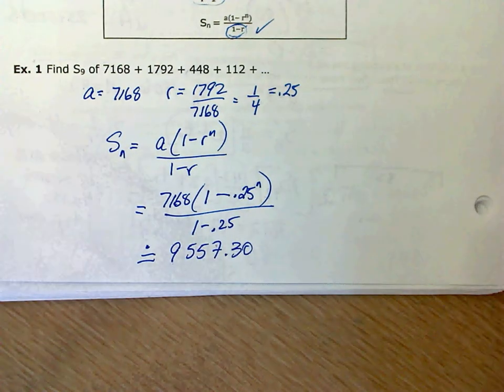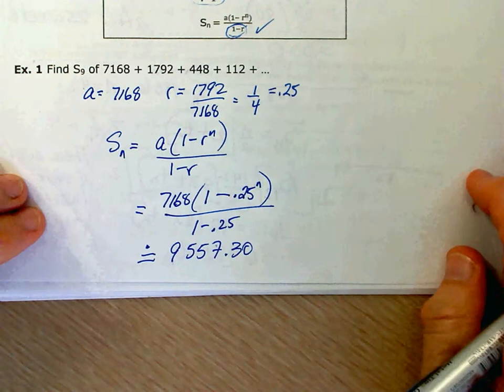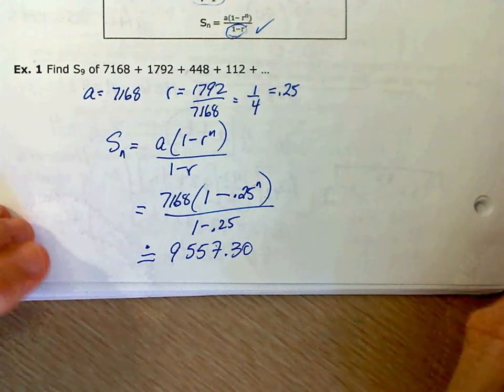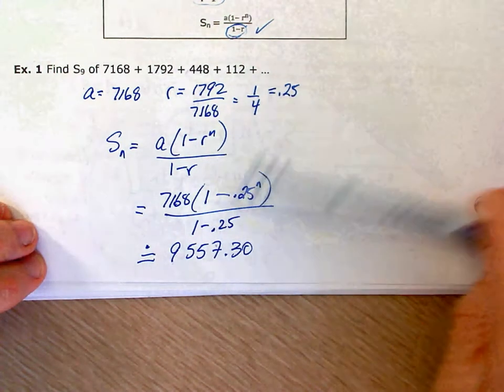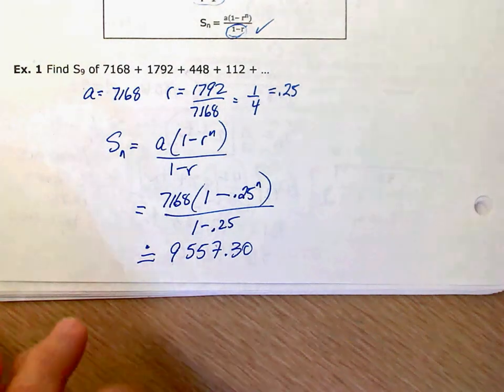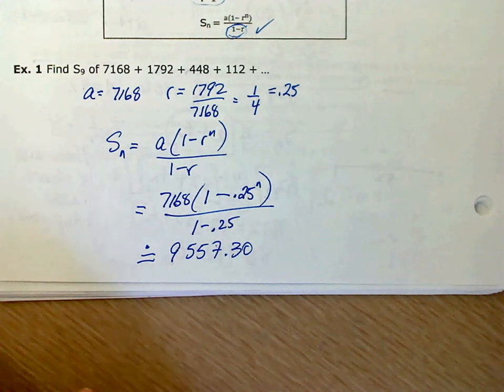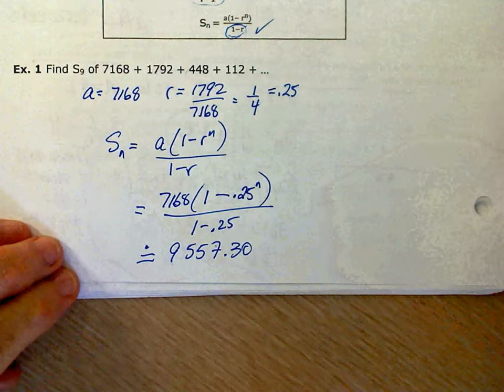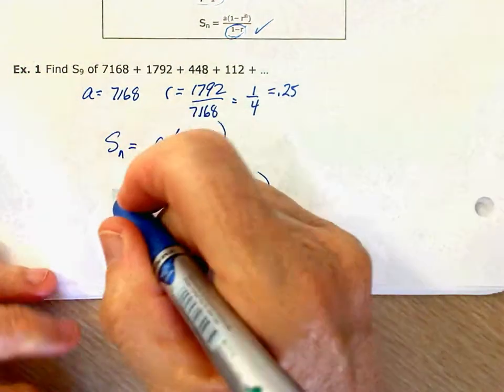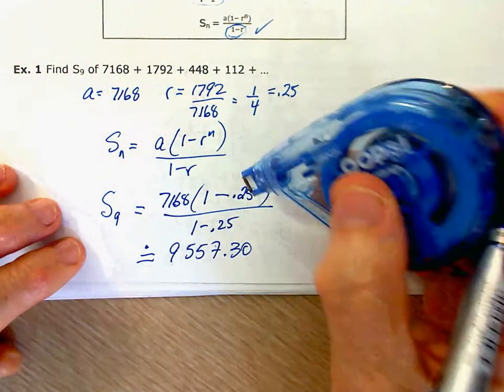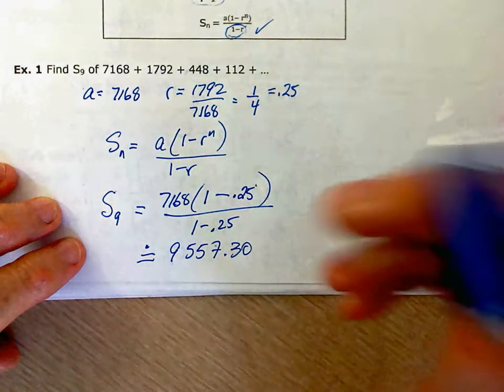So plug in the numbers, pull out your calculator. I'm not sure what more I can say. Is there anything you'd like me to elaborate on? Yes. Wait, n is 9, right? That's right. Yeah, so this should be 9. S of 9 is equal to minus 0.25 to the 9.